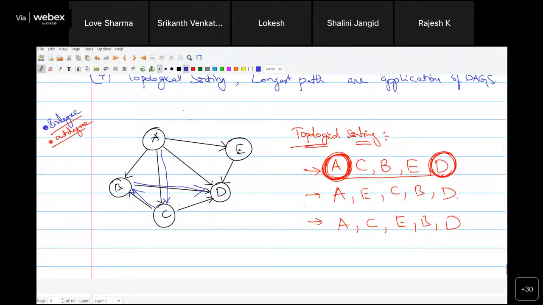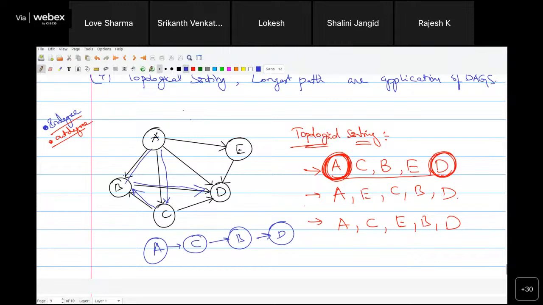The main sense of the longest path in this particular graph is, what will be the longest path? Longest path means more number of edges are there in that particular path. So in this graph, A to C, C to B and B to D will be the longest path. The longest path has only 3 edges. The longest path in this graph is 3 in terms of number of edges. So you can check every other path will be less than 3.